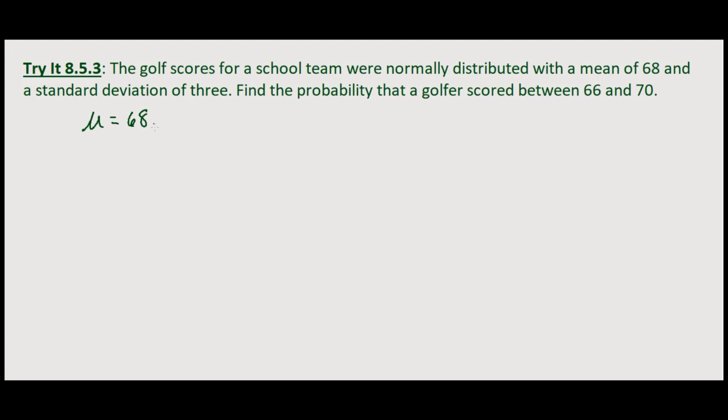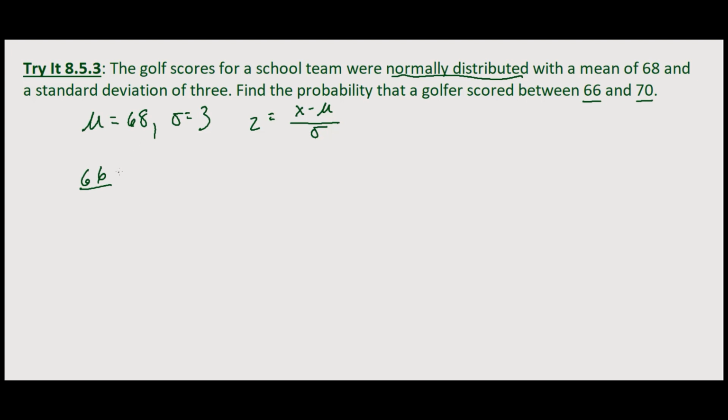We're given the mean is 68. The standard deviation is 3. And again, the key here is how we solve this is that it's normally distributed. That's an indication we're going to use z-scores. So remember the formula is z equals the value in question minus the mean divided by the standard deviation. So first we'll find the corresponding probability for 66 or less, and then 70 or less.